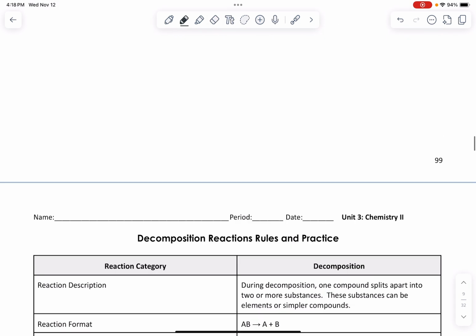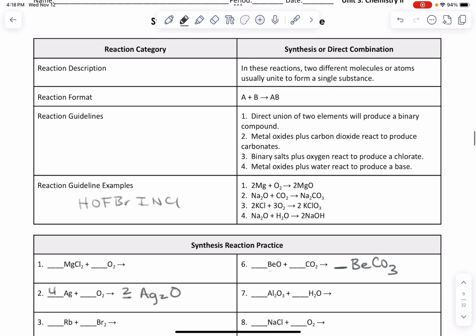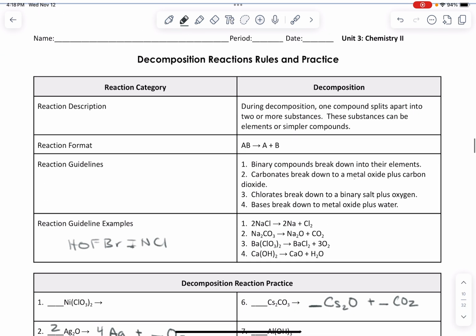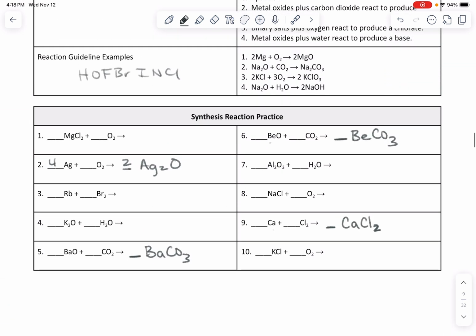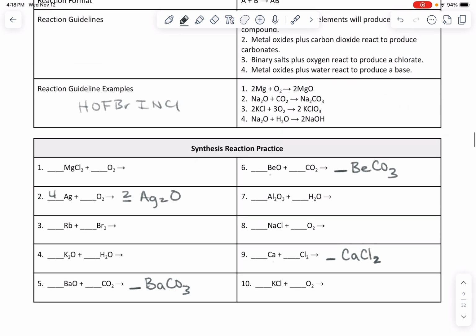Okay. Let's look at it with synthesis first. So metal oxides plus carbon dioxide react to form carbonates, and carbonates break down to metal oxides plus carbon dioxide. All right, great. Let's go on to rule 3.